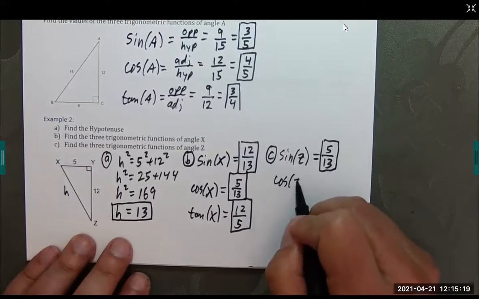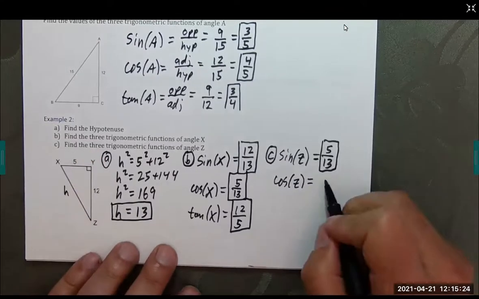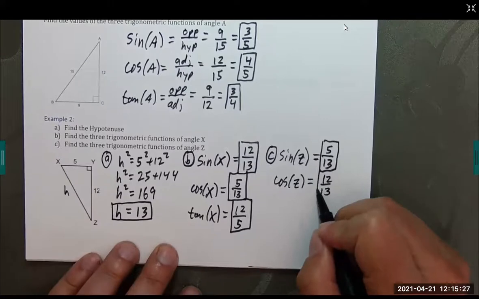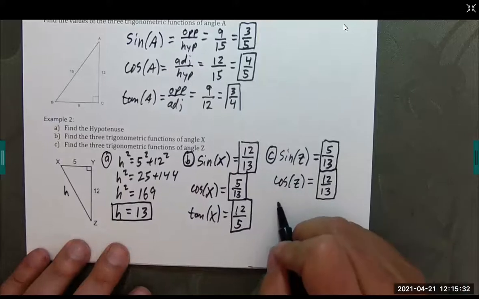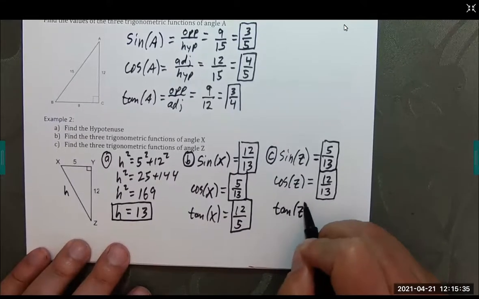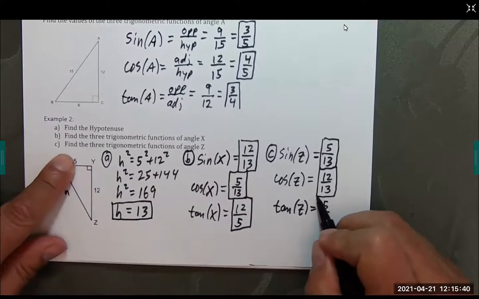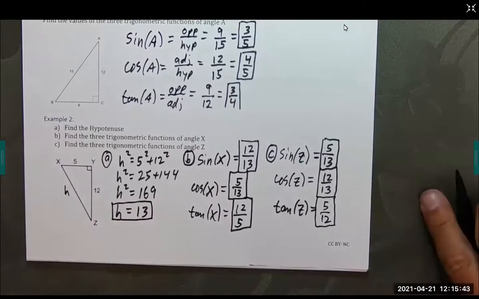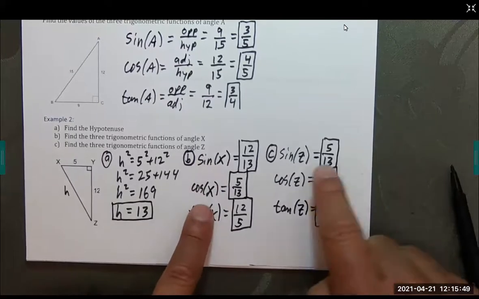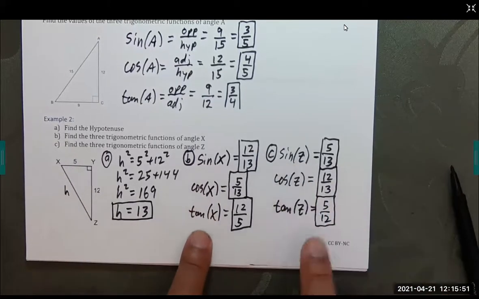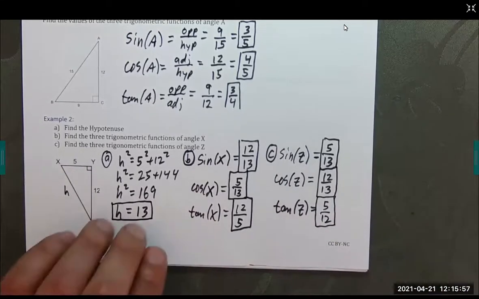Cosine of z, here's z, is the adjacent, that's 12 over the hypotenuse, which is 13. Now, you're probably going to start seeing some patterns here. The tangent of z, here's z, is the opposite, 5 over 12. And these are patterns. The sine of one is often the cosine of the other. That's what makes them co-sines, right? And the tangent and the upside down of tangent is called cotangent, actually. That's where that comes from. All right, we've got a few more examples.